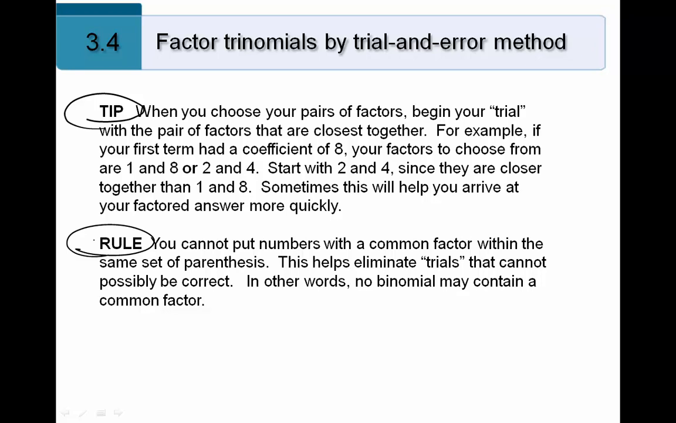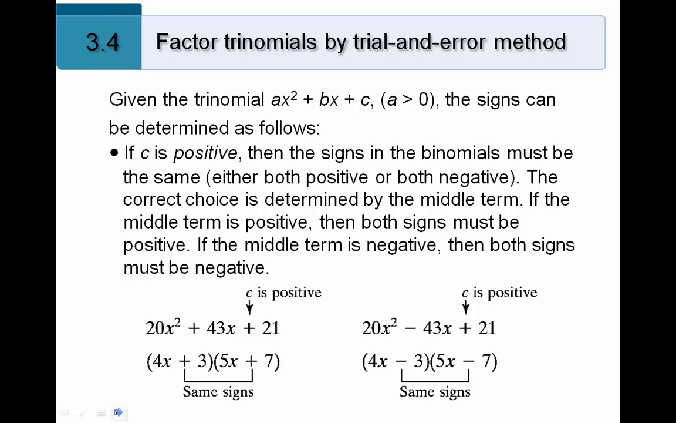And the rule also notes that you cannot put numbers with a common factor within the same set of parentheses. Okay, and this will help eliminate trials that cannot possibly be correct. So no binomial may contain a common factor other than 1 and 1. Now, I discussed this in 3.3 when we were factoring trinomials, remember in the previous section, those were trinomials with a leading coefficient of 1. So I'll just reiterate it here.